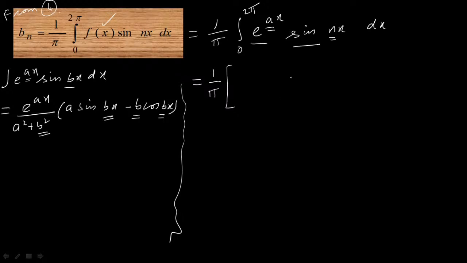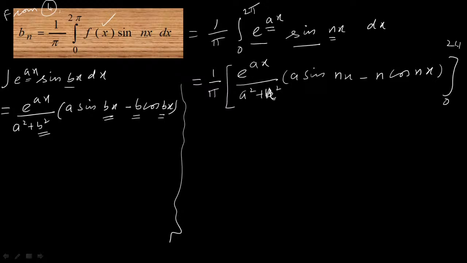Replace b by n. So if you replace b by n, we have e power ax divided by a square plus, sorry, instead of b we have n. So a square plus n square of a sin nx minus n cos nx, that's all. The limit from 0 to 2 pi. Now let me substitute the limits. For that we have to replace the value of x by 2 pi first and then minus lower limit 0, okay. So first let me substitute the upper limit.